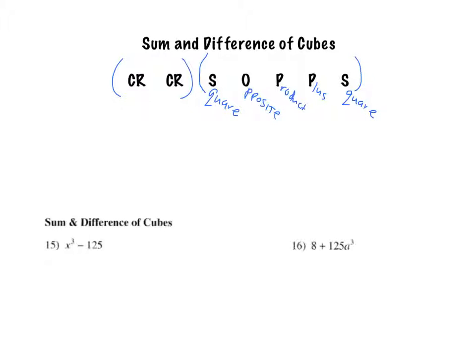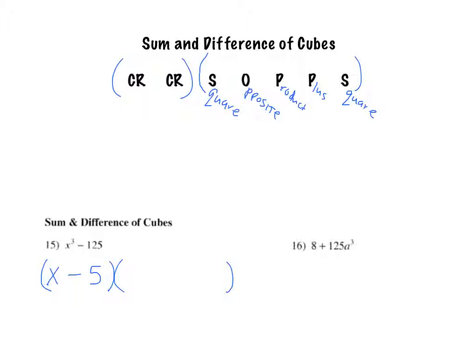Number 15, we have a difference of perfect cubes. So it's going to factor to a binomial with a trinomial. And then we cube root. So that's going to be an x, and that's going to be a 5. And this is a minus sign always. It always is going to be the same as whatever is in the problem. So cube root, same sign, cube root.